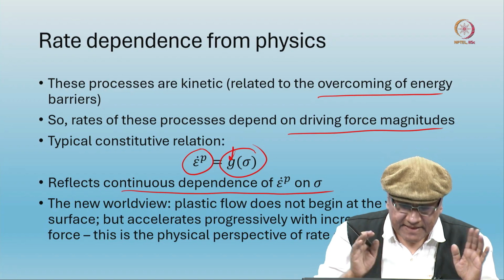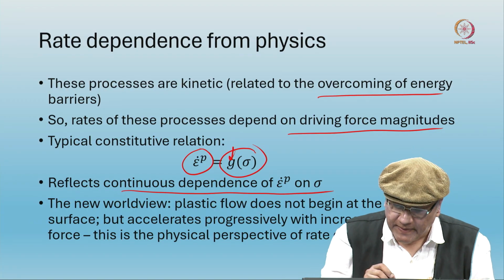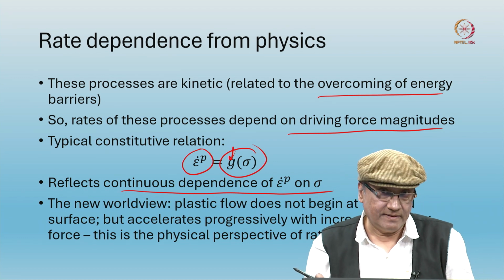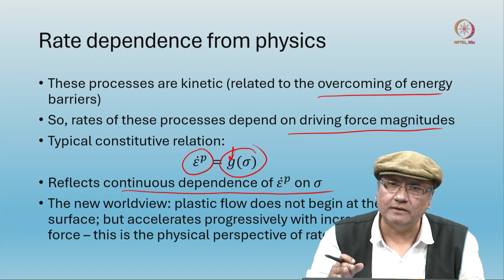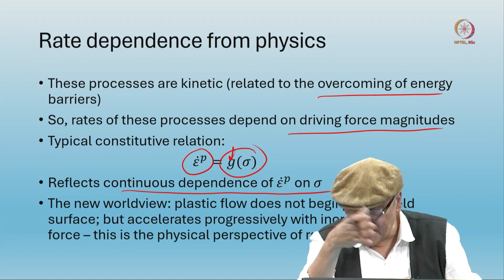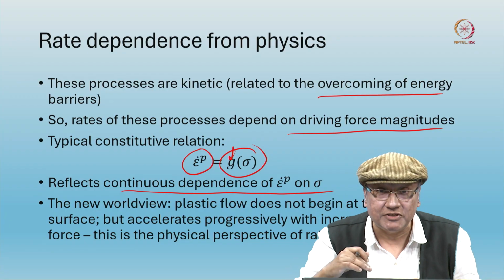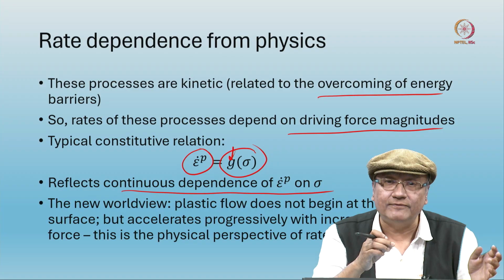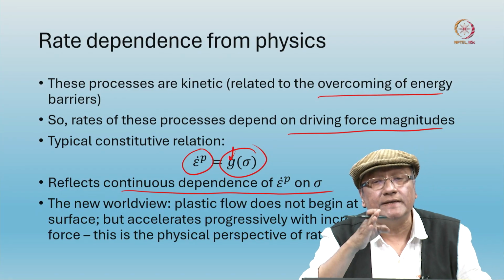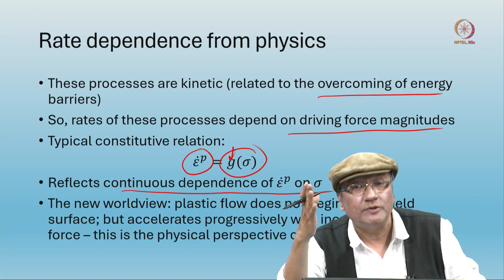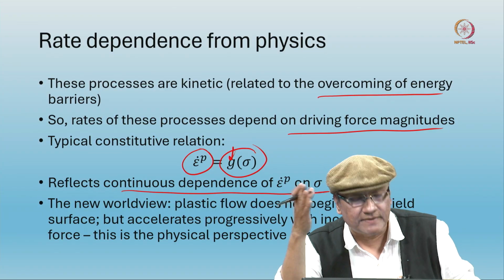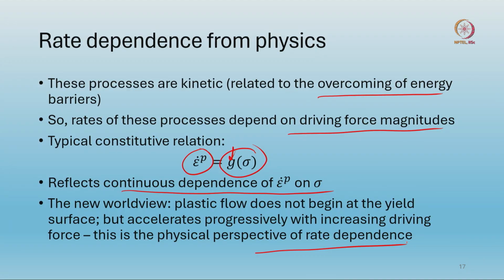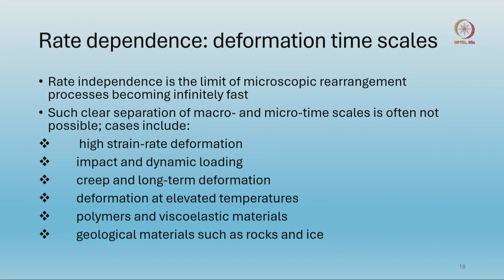So, this new worldview tells you that plastic flow does not begin at the yield surface. At the yield surface, it should still be close to 0, because it has to change continuously. If there is a yield surface, below that there was no plastic flow. So, on the yield surface it is still 0, and it increases beyond the yield surface in a continuous manner as epsilon p dot increases. So, this is the physical perspective of rate dependence. You should remember that.